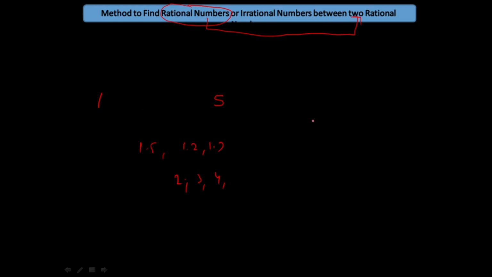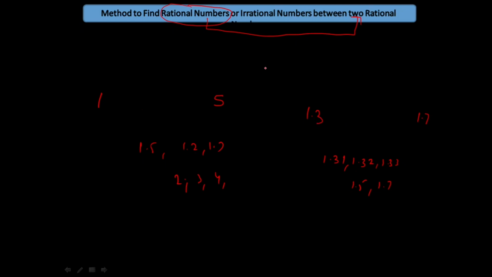That's very simple. If I take 1.3 and 1.7, these two are rational numbers. How can you find a rational number in between these two? 1.31, 1.32, 1.33, 1.5, 1.7. There are many numbers in between these two numbers.